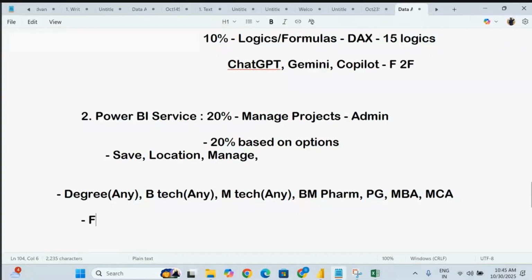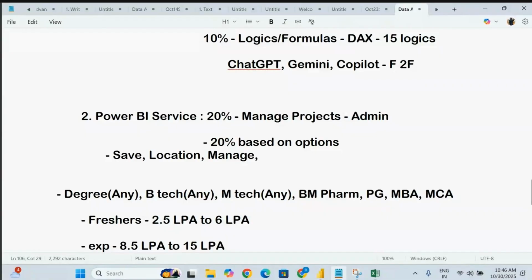Let's understand how much my students got in packages. At fresher level, they got an average package of 2.5 LPA to 6 LPA. This is the fresher level package. Many of my students got packages in this range. When it comes to experience, on average you can expect 8.5 LPA to 15 LPA. This is how you can get it.